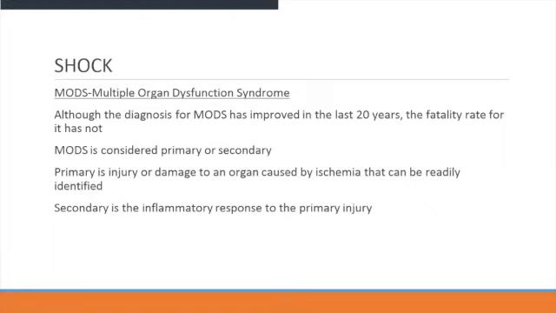Although the diagnosis of MODS has improved in the last 20 years, the fatality rate has not improved as much. MODS is considered primary and secondary. So a patient can die primarily because of MODS, or they can die secondary to MODS, like with the primary being sepsis and the other complications being secondary to MODS. Primary is going to be primary injury or damage to the organs caused by ischemia that can be readily identified. Secondary is going to be inflammatory responses to the primary injuries.